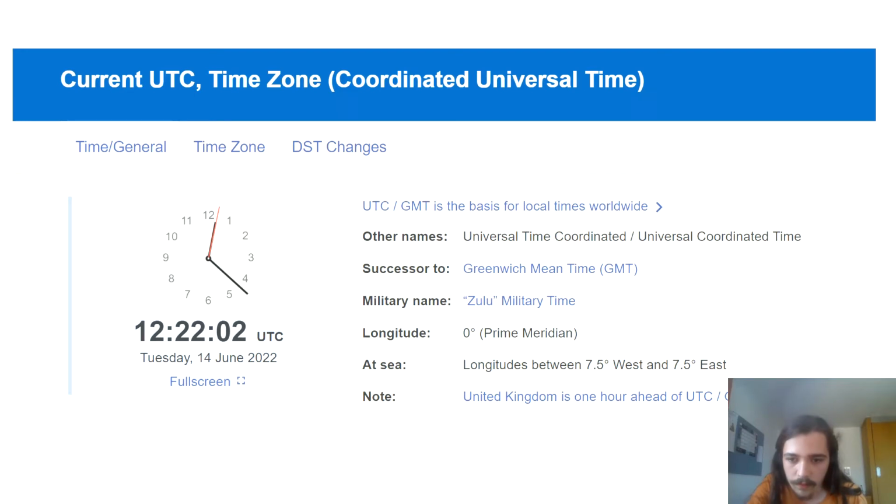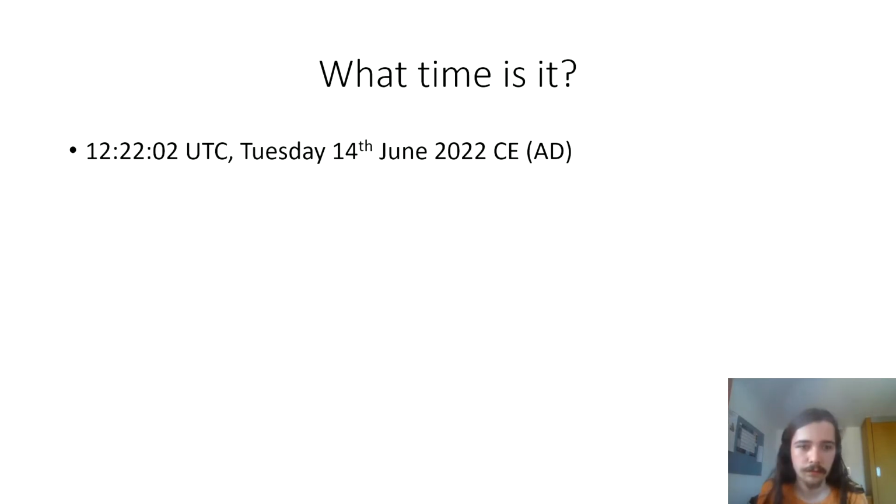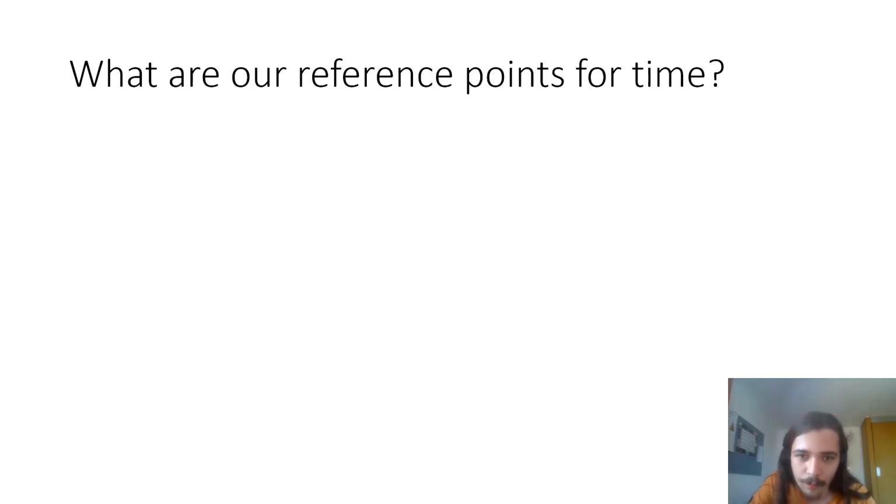So specifically here we're told that the UK is 1 hour ahead of Universal Coordinated Time during the summer months, including June. So at this time in the UK we would commonly say 20 past 1 in the afternoon. And so yes, 12:22 and 2 seconds Universal Coordinated Time on Tuesday the 14th of June 2022 CE, which up until a certain point in history was always called AD and still tends to be by Christians, but other people prefer to use a less religious term for it, because AD stands for Anno Domini, which is Latin for the year of our Lord.